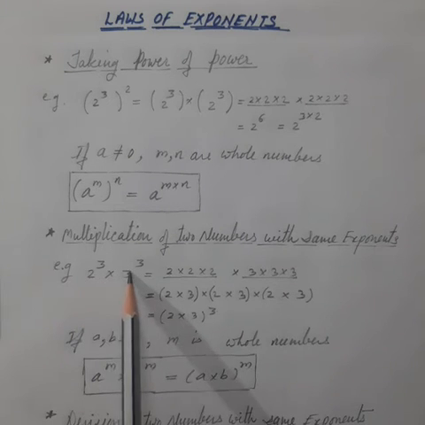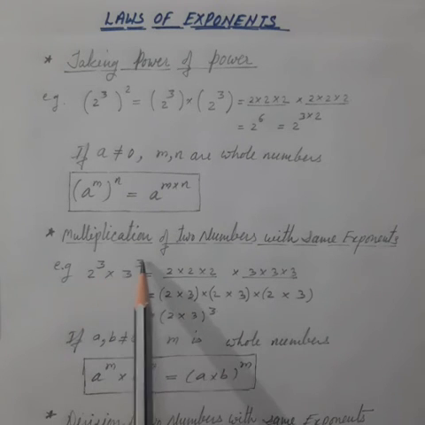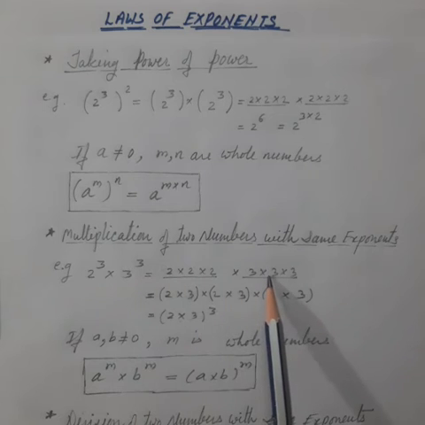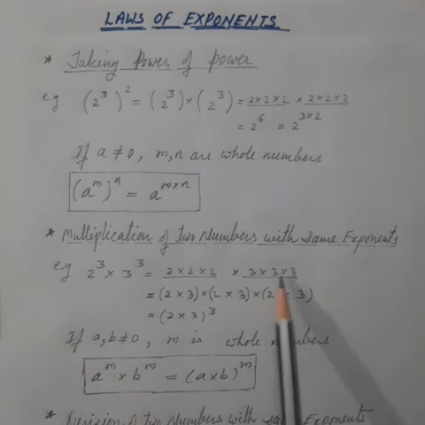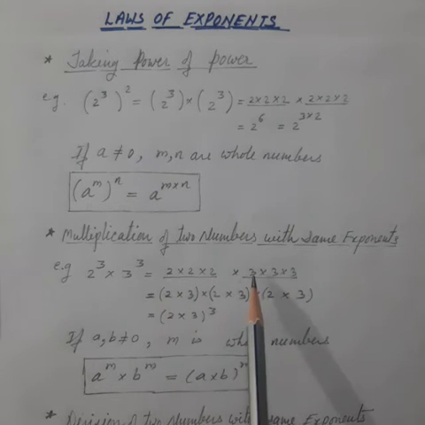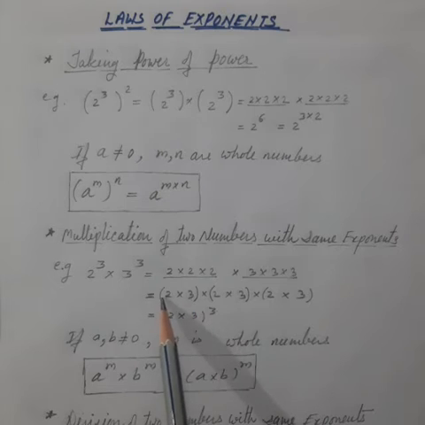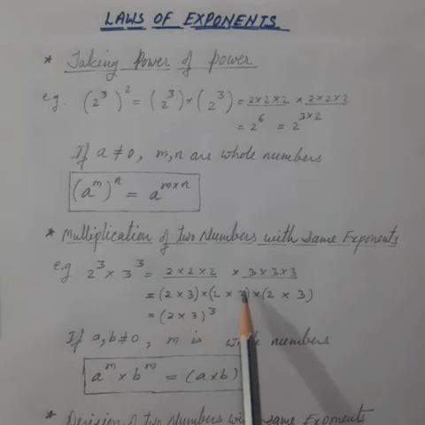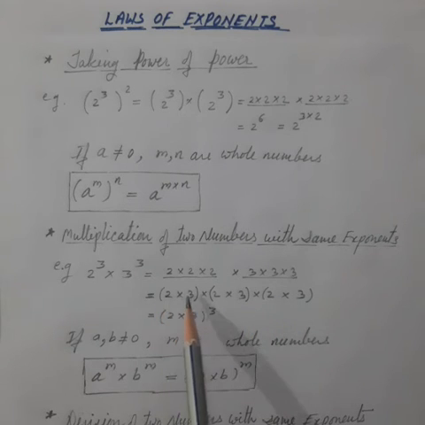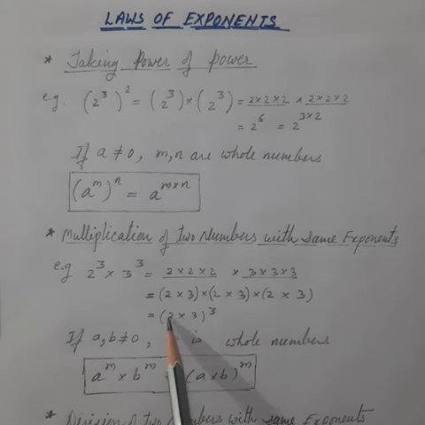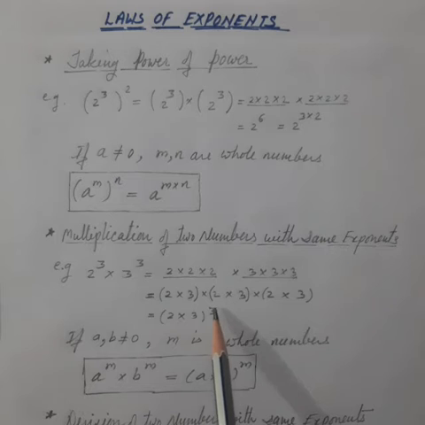Multiplication of two numbers with different bases but powers are same. Here 2 cube means 2 is multiplied by itself 3 times, and 3 cube means 3 is multiplied by itself 3 times. Multiplication is commutative. We can change the order: 1 two from here and 1 three from here. Multiplication is associative also, so we can group any two numbers together. Here two numbers 2 into 3 are multiplied 3 times.